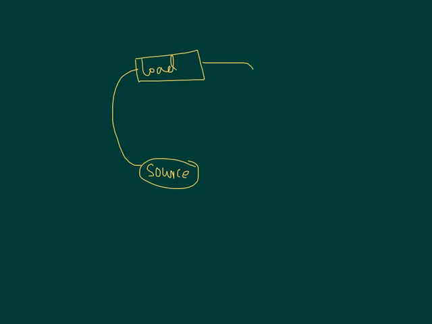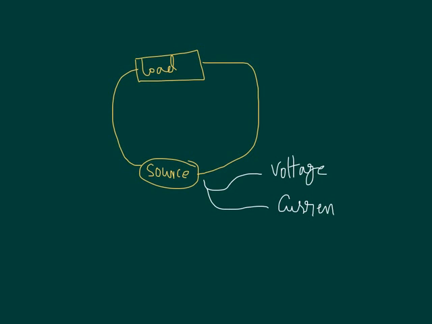Let us try a simple circuit which is having one forcible element or one source and then one load. Source may be anything. Source can supply voltage. Source may be in the form of voltage or current.